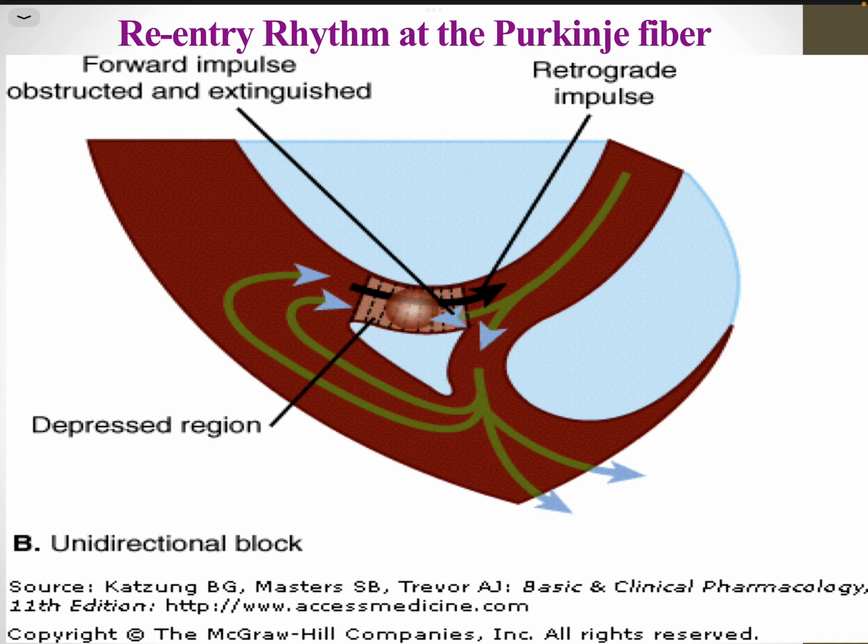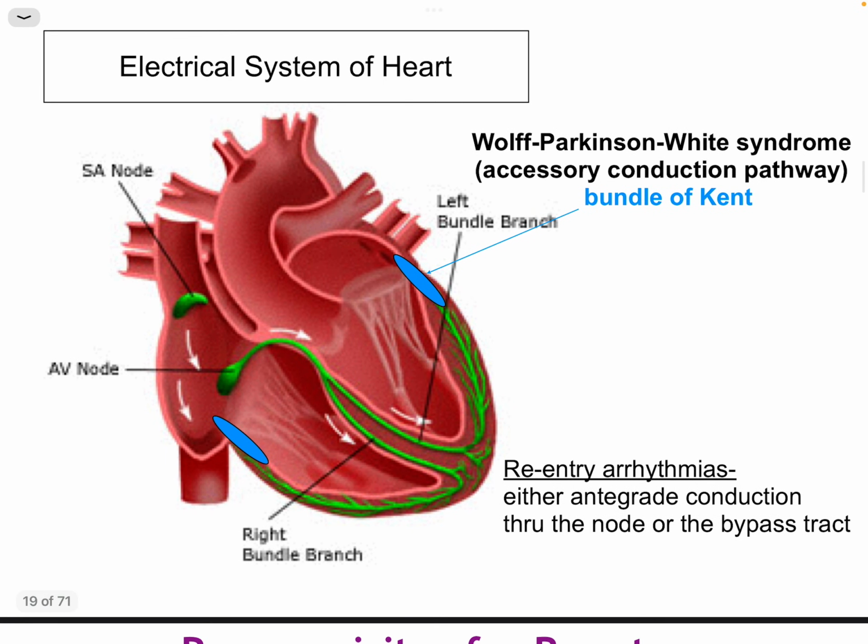So this is the Wolff-Parkinson-White syndrome. It occurs at the bundle of Kent. It's an accessory conduction pathway.